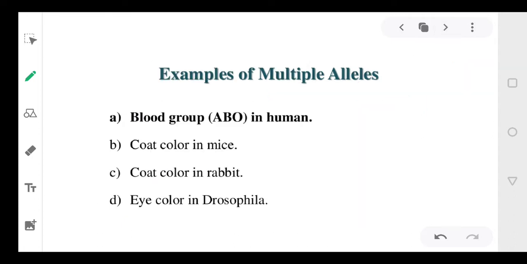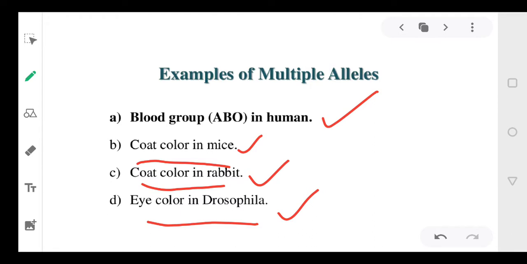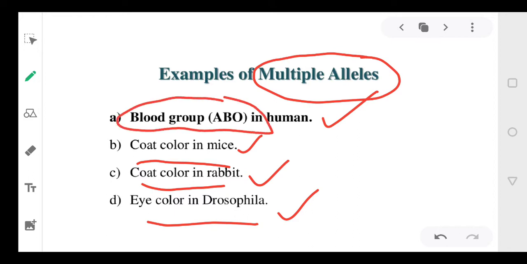Let's talk about the examples. The very important example is the ABO blood group, right? This is one of the most important examples, and we'll discuss this example also. Second is the coat color in mice. There is coat color in rabbit and the eye color in Drosophila. These four examples are of multiple alleles. We'll only discuss this example, that is the blood group.